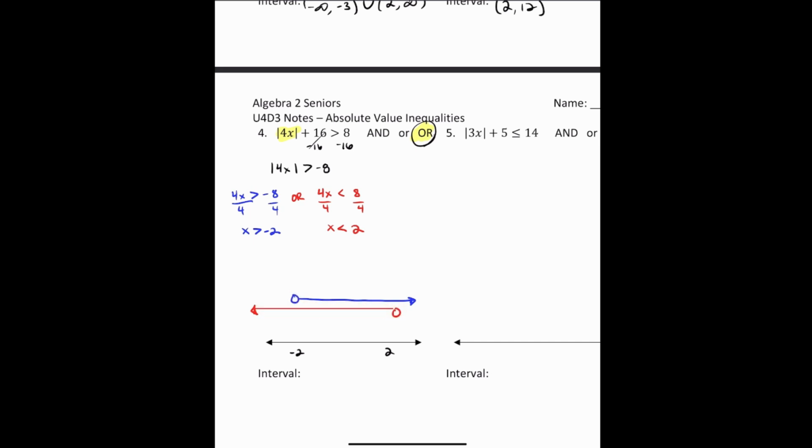So it looks like all of the x values are included, so I'll shade everything. This means that we have an all real numbers situation. All right? So the interval notation is from negative infinity to positive infinity, and they get regular parentheses.